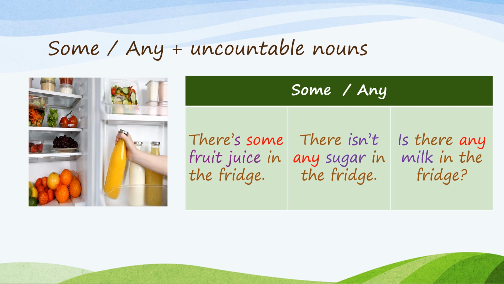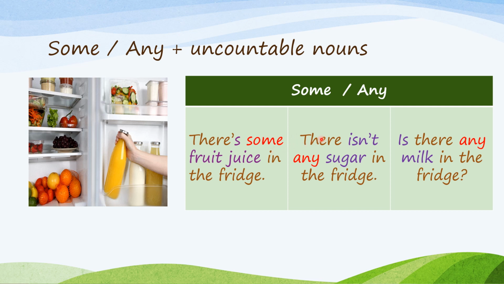Some and any can also be used with uncountable nouns. So for example, we say there's some fruit juice in the fridge. Now notice, fruit juice we cannot count, so we use there is, okay?